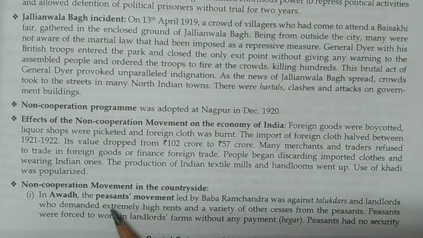In Awadh, the peasants' movement led by Baba Ramchandra was against talukdars and landlords who demanded extremely high rents and a variety of other cesses from the peasants.